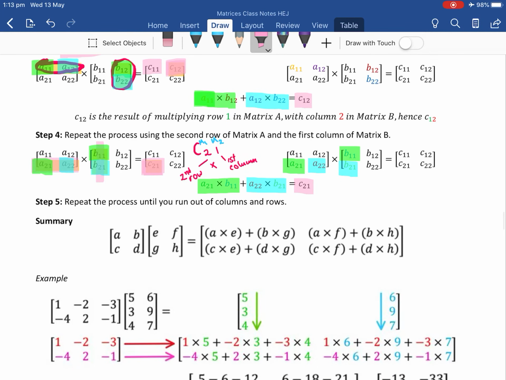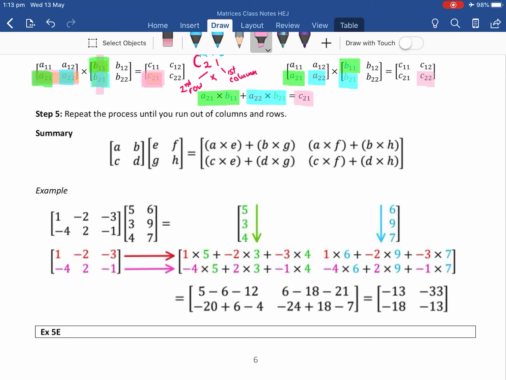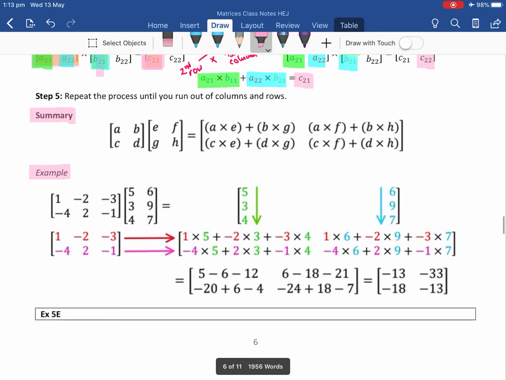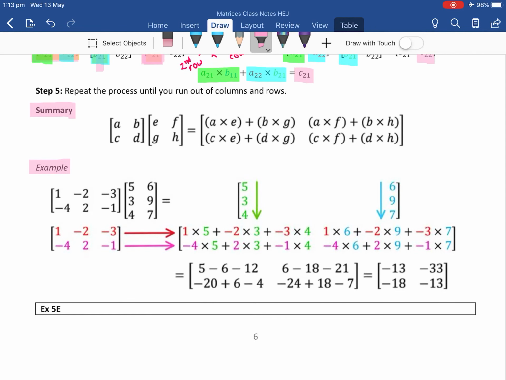So you do it again to get that very last one. You keep going until you get all the elements in your new matrix. This is a summary. If that was a little bit tricky and it doesn't make sense, hopefully this can help. And here's a numbered example, so have a go at that. There will also be Miss Savage's CAS calculator video up to show you how to do it for that. I'll leave it with you.